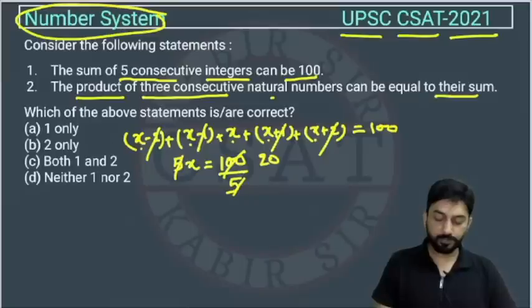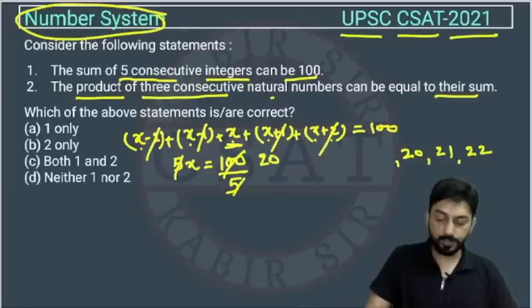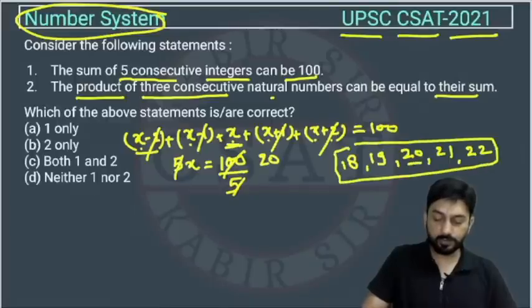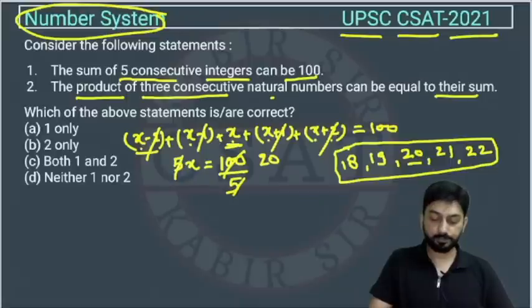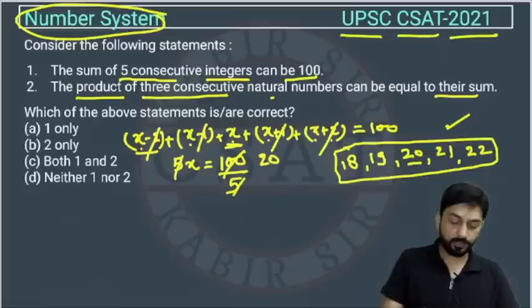If x is 20, so this x is 20, right? So if this is 20, so this one 21 and x plus 2 will be 22, right? And this one 19, x minus 1, and this is x minus 2, x is this, so this will be 18. So these are 5 consecutive integers, right, whose sum is 100. So first statement is correct. Now let's check statement 2.